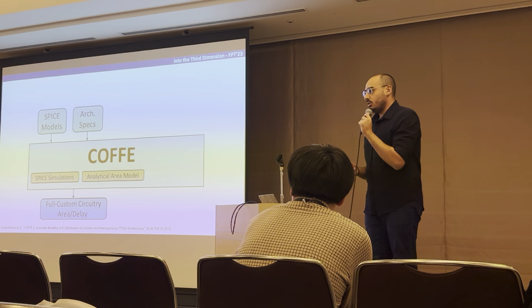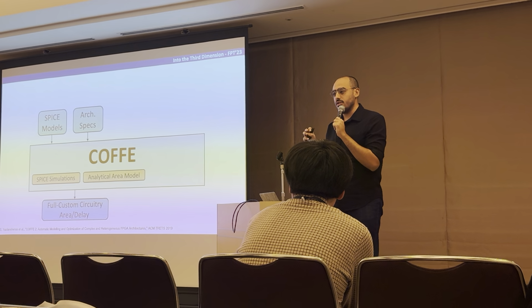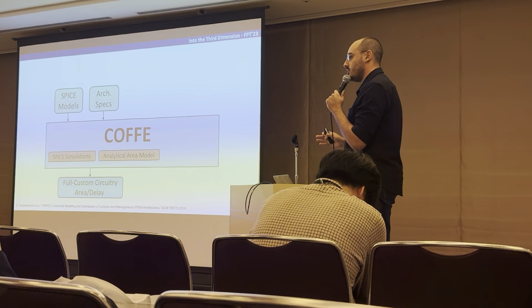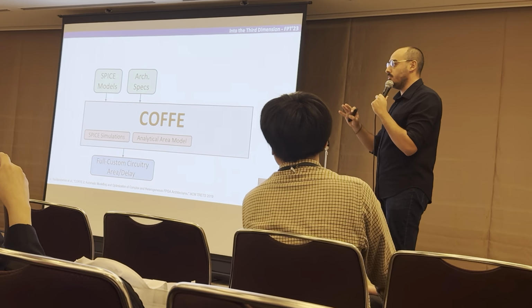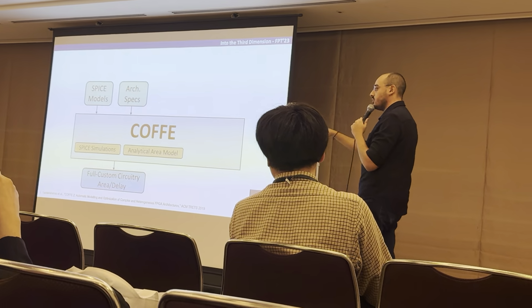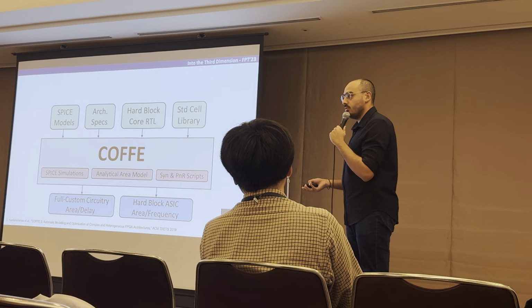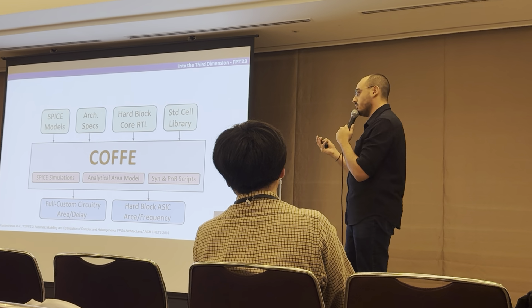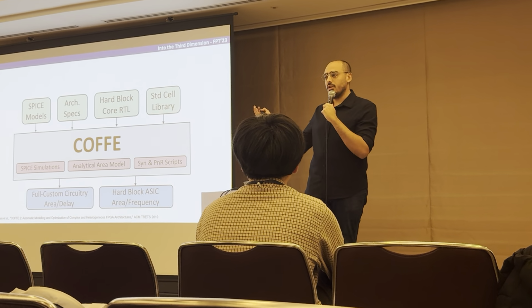For the FPGA fabric modeling, we build on Coffee, and as I told you, Coffee is a tool that takes as input some SPICE models for the transistors of a target process technology that you want to implement your fabric in, as well as some architecture specifications. It does a lot of SPICE simulations, and with the help of an analytical area model, it models this FPGA fabric. All the full custom circuitry that goes into the FPGA fabric is modeled by that. It also has the ability to model hard blocks that are embedded in the FPGA fabric with a standard cell ASIC implementation flow for the core of the hard blocks, and then full custom circuitry to interface with the programmable routing.